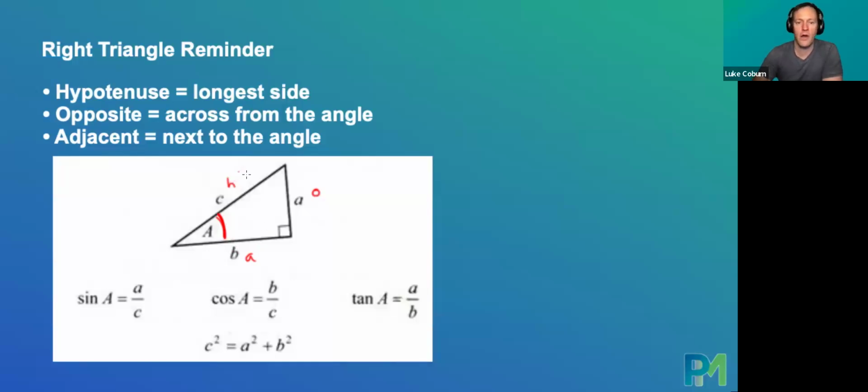So the hypotenuse is the longest side in the triangle, and the opposite is opposite from the angle. If we were to use this other angle here, then that would be the opposite, so we'd have to change these labels around. But the hypotenuse will always stay as the longest, and the hypotenuse is always opposite the right angle.